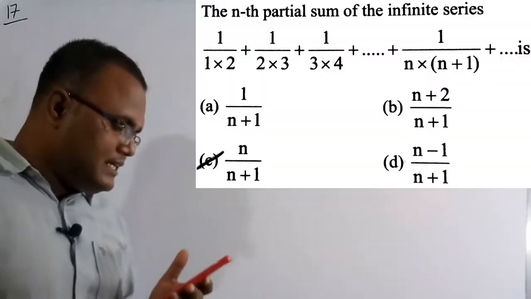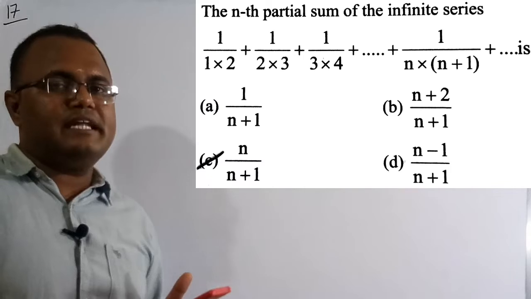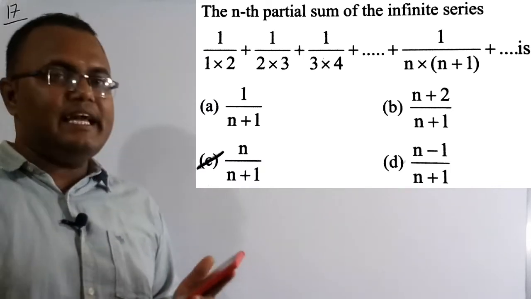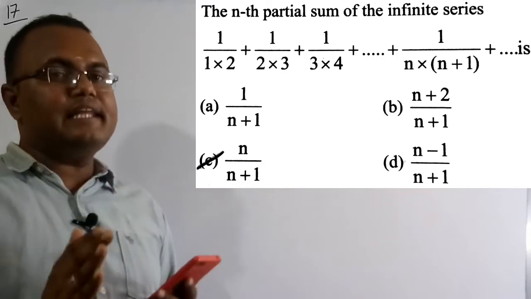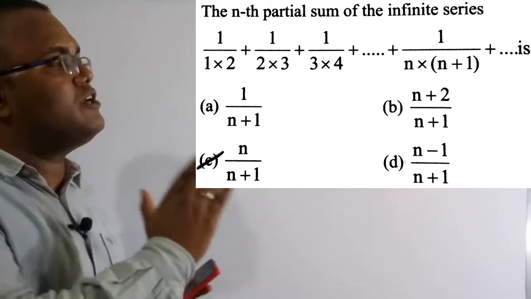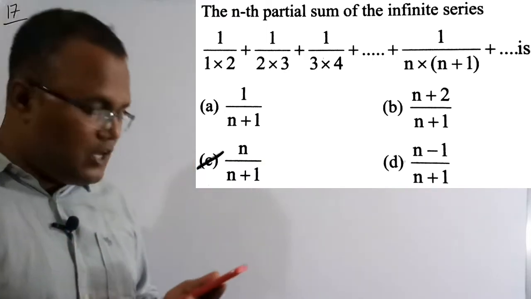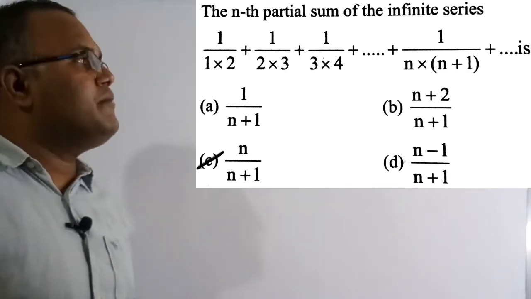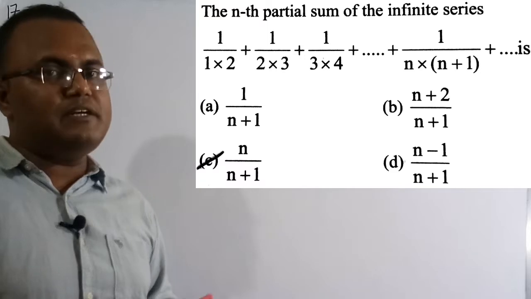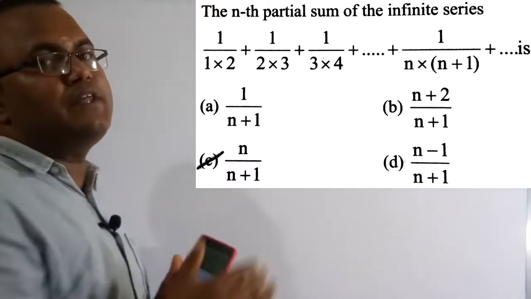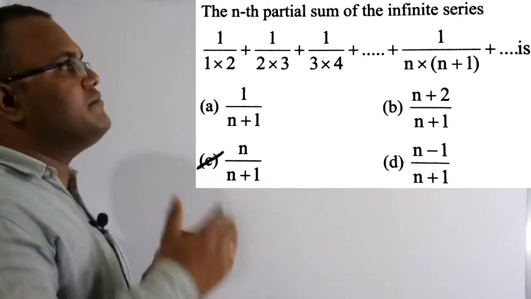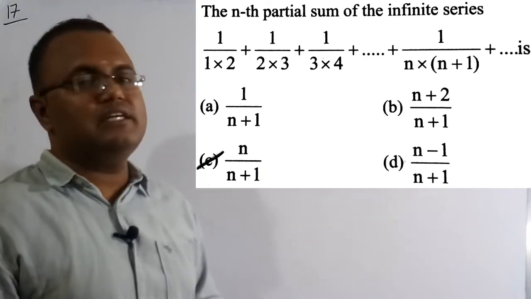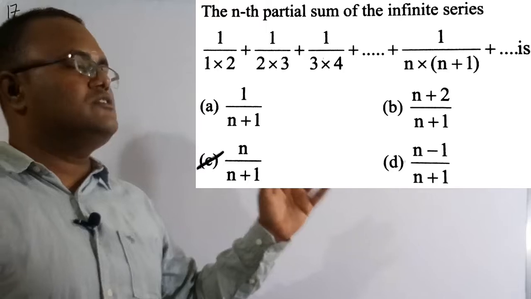See the question here. The nth partial sum of the infinite series is, so they are given some infinite series and they are asking only the nth partial sum, meaning up to n terms, what is the sum we need to figure out. So out of these four options, option C, which is n by n plus 1, is the correct solution of this question. So let's solve this numerical.